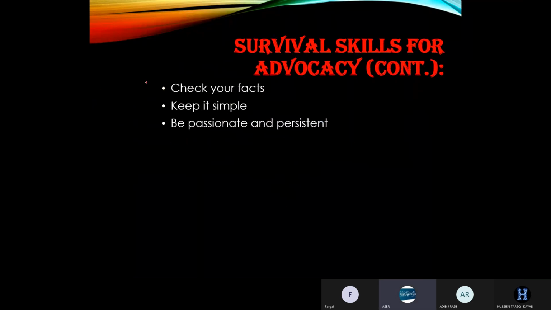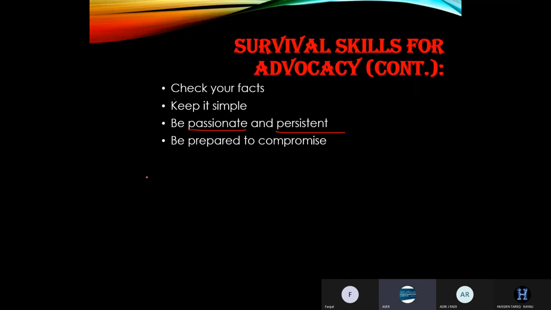After that, we have the survival skills for advocacy continued also. We have to check our facts, keep it simple as much as possible so that everyone can understand you. We must also be passionate and persistent. Passionate meaning never to stop, never to surrender, never to give up. You must be passionate for your own cause and the rightness of that. And also you must be persistent to continue. If you failed, come on, try again. You still can do it.